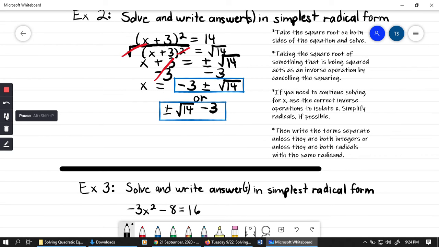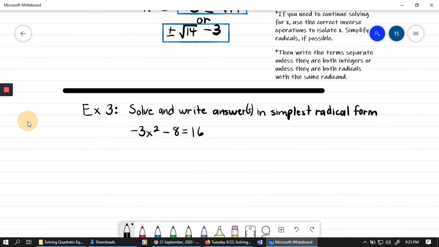Okay, so let's look at this example 3. So remember, the first step is getting the part that's being squared all the way by itself, isolated on one side of the equal sign.